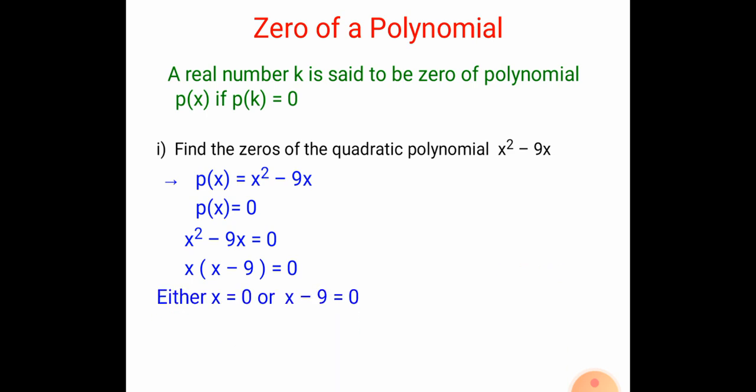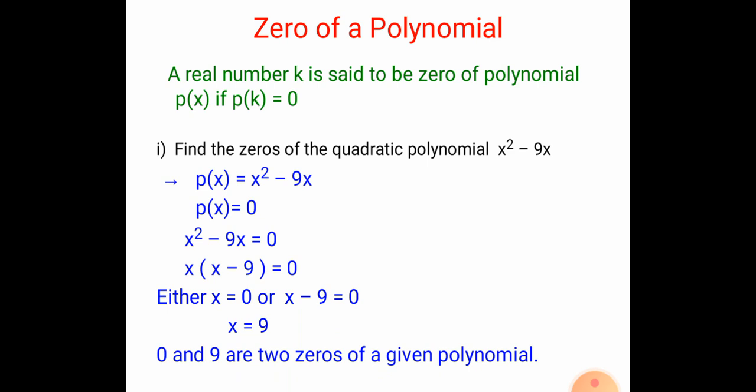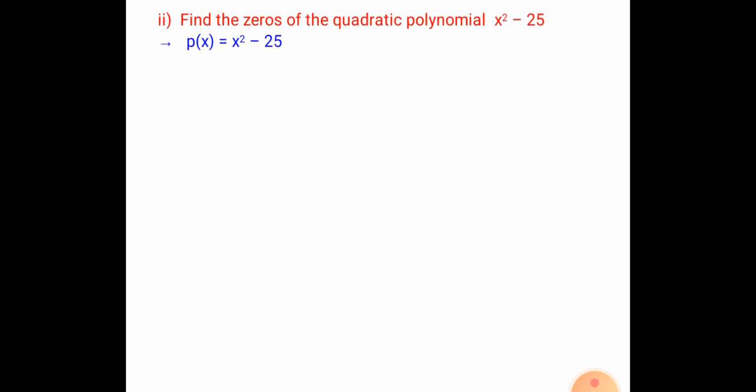Now I have to say either first x equal to 0 or second x minus 9 equal to 0. After saying 0, we get the value as x equal to 0, and when 9 comes this side it becomes plus, so it is x equal to 9. So the zeros of the given polynomial are 0 and 9. Let us take one more example.